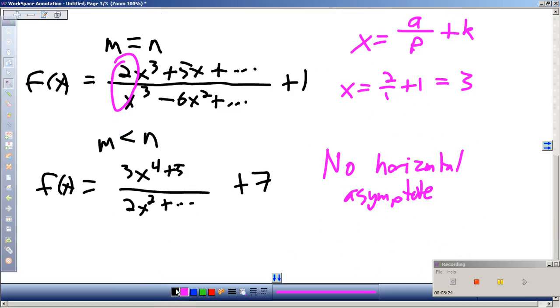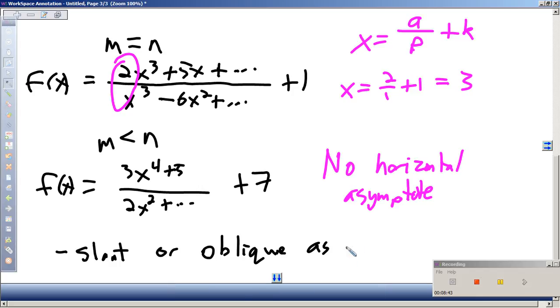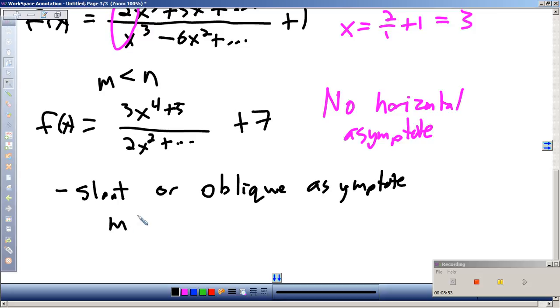Now I'm going to put a little note here. It's not as important, but you can get slant asymptotes. Slant or oblique, these are two terms for the same thing. So if you are looking for a slant or oblique asymptote, it is a special case. m plus 1 is equal to n. In other words, the power on top is exactly 1 more than the bottom.